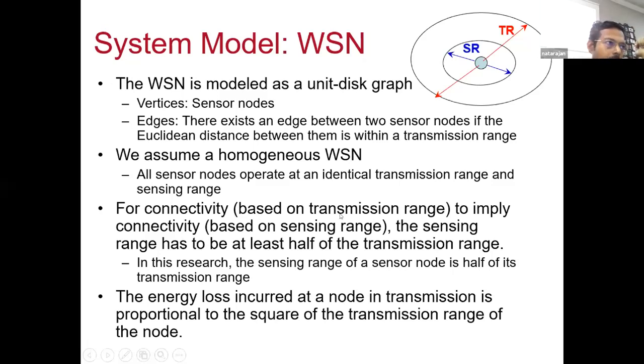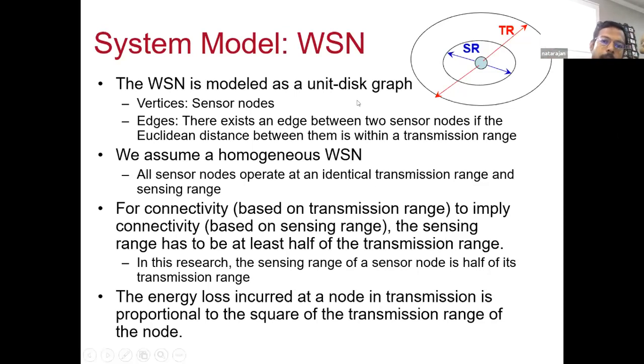There is some theoretical work done on this topic, where they found that to ensure connectivity implies coverage. So if you want both connectivity among the sensor nodes as well as coverage across the entire network, the sensing range has to be at least half the transmission range.